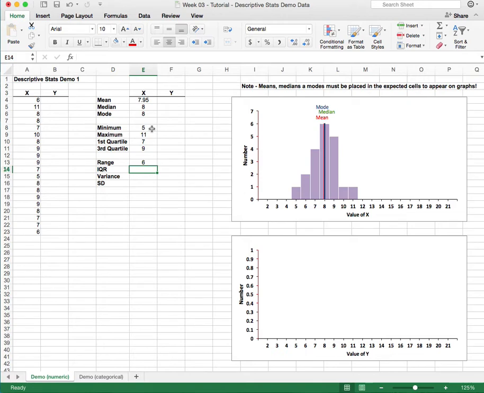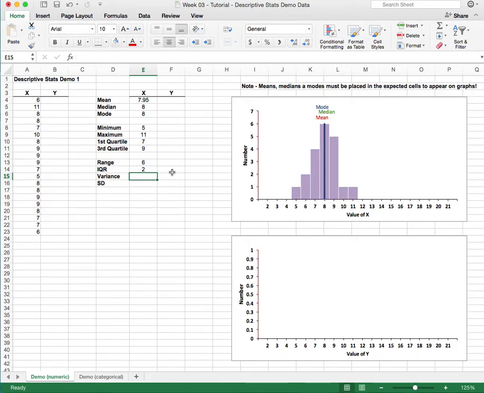And then the interquartile range, remember that the interquartile range is a measure of the range from the first to the third quartile. So it's a measure of the central 50% of the data. So interquartile range is simply going to be the third quartile minus the first quartile. So we see a range of 6 and an interquartile range of 2.